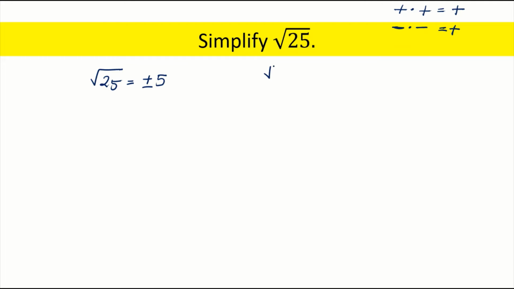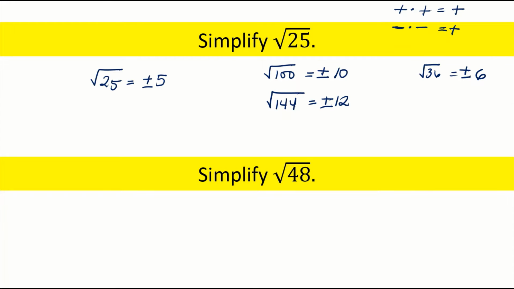If we have square root of 100, it is equal to positive and negative 10. If we have square root of 144, it is equal to positive and negative 12. As well as square root of 36, which is equal to positive and negative 6. So it is very easy for us to simplify radicals if what is inside the radical sign is a perfect square number. But what if the given is not a perfect square number?